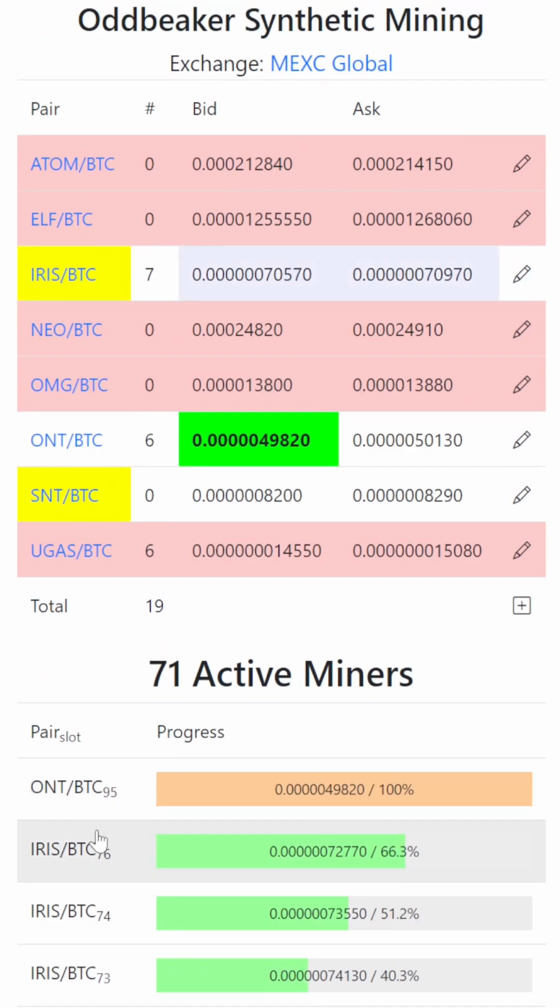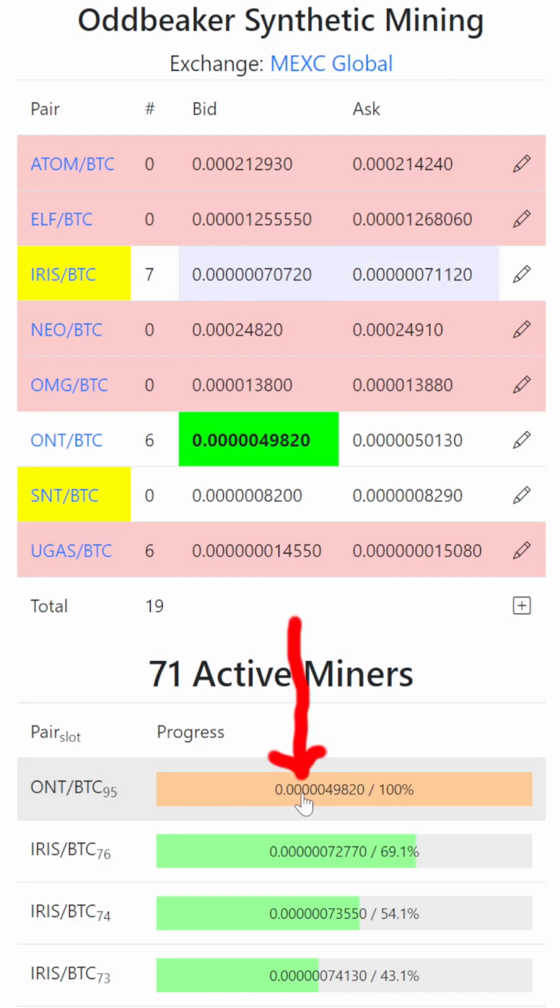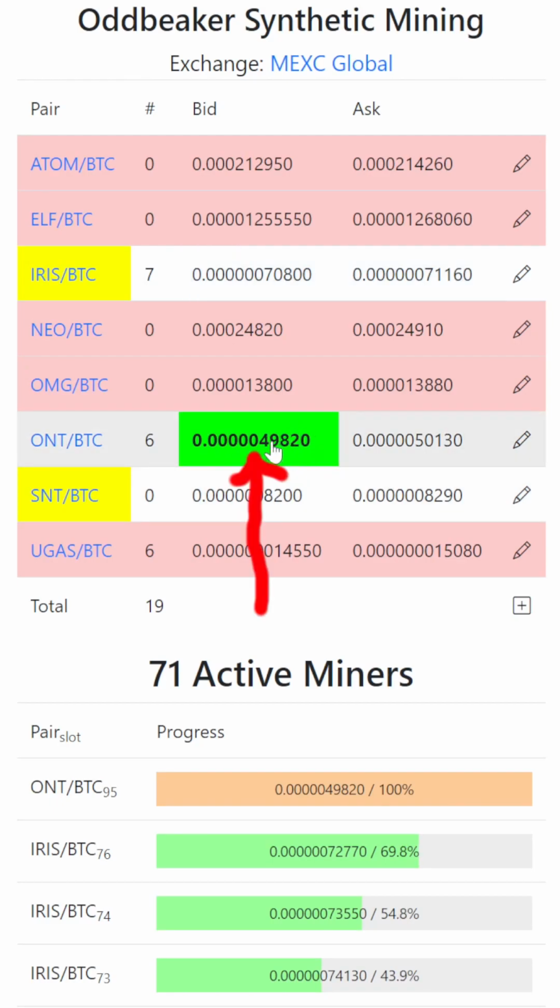Here, overlaying the progress bar is the actual exit price. So in this case, we're waiting for the bid price to go down to 49,820, which it is right now, and that's why this is highlighted green and bold. But we've got to wait for somebody on the taker side to take that order and fill it.